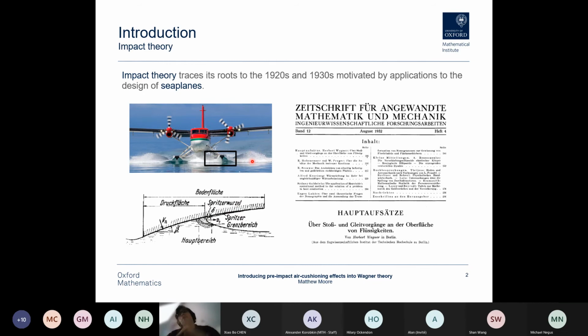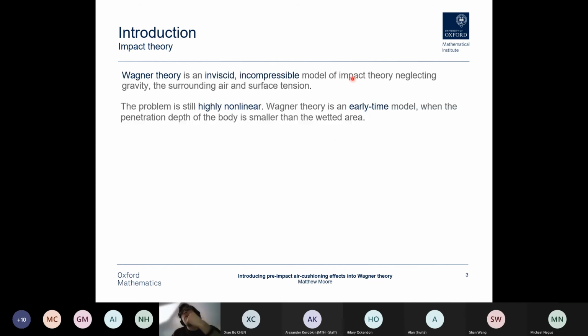I'm going to talk more about the details of what Wagner theory entails in a minute, but it's very simple in terms of the physics it includes. It just includes the inertia of the liquid while neglecting things such as viscosity, surface tension, gravity, and the surrounding air.